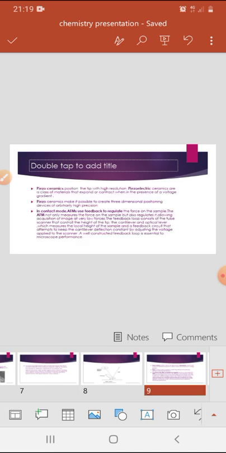Piezo ceramics position the tip with high resolution. Piezoelectric ceramics are a class of material that expand or contract in the presence of a voltage gradient. Piezoceramics make it possible to create three-dimensional positioning devices of arbitrarily high precision.